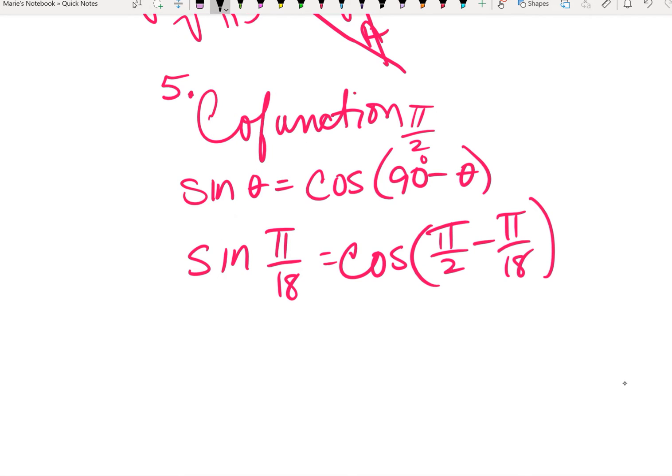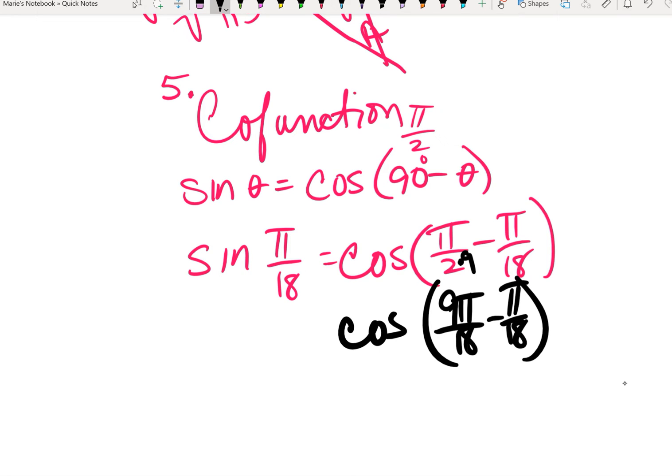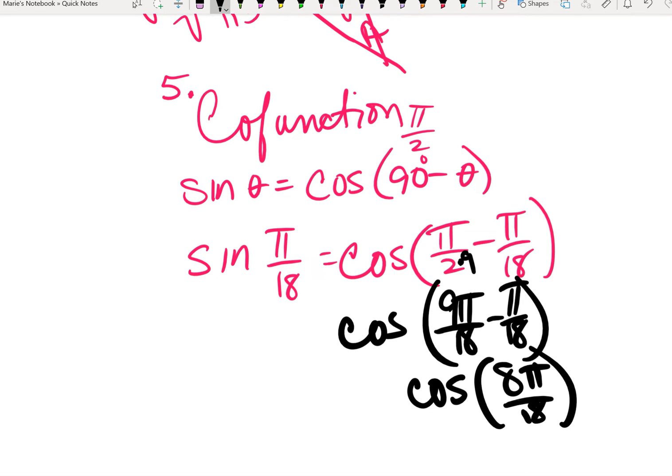let's try this here. So this becomes 18 by multiplying by 9 top and bottom. So you get 9 pi over 18 minus pi over 18, and that's your cosine. So you're left with cosine of 8 pi over 18, which if I divide in half would end up giving me, in this case, cosine 4 pi over 9, and that's your final answer.